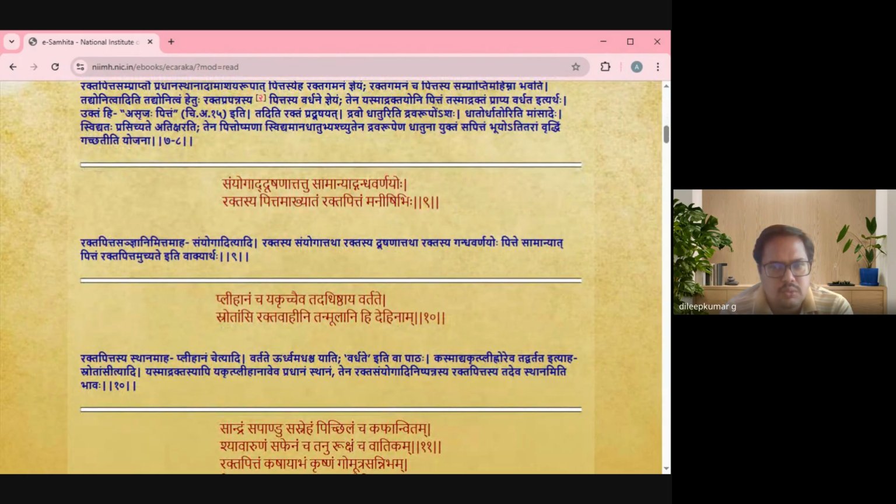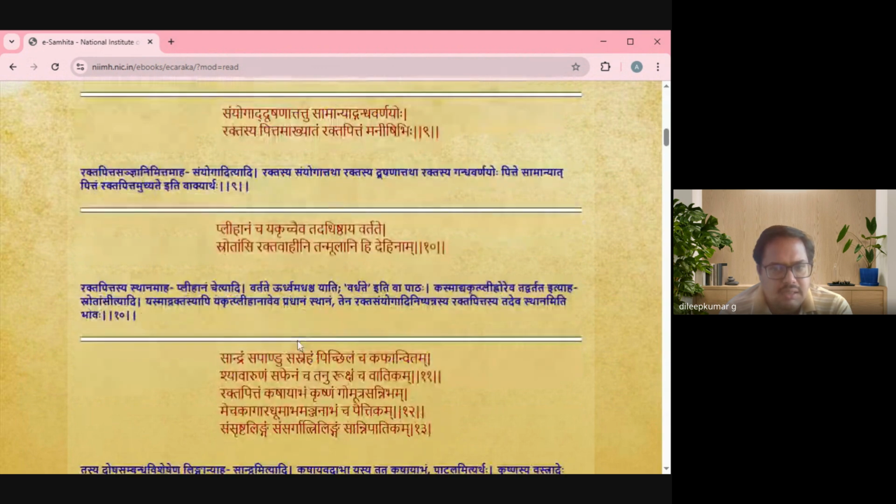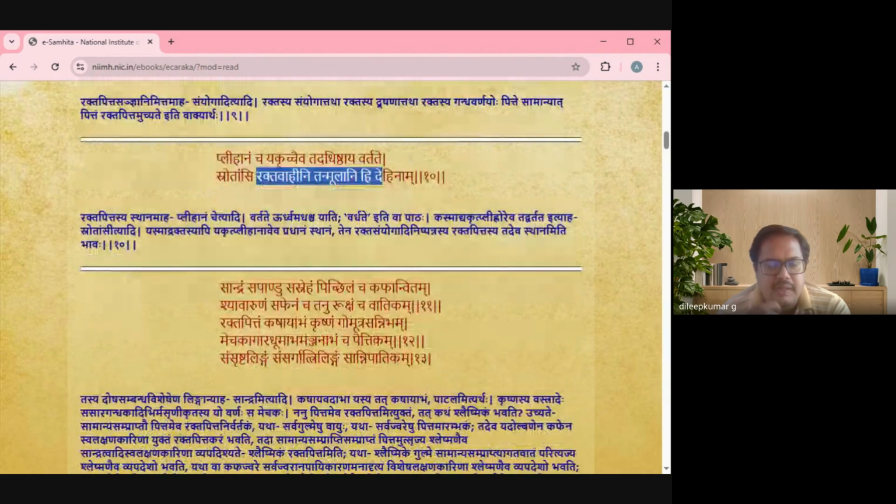Samyoga Dushana Tattu Samanya Gandhavarnayohu Raktasya Pittam Akyatam Raktapittam Manishivi. Pitta will acquire the characteristic features of Rakta, then it is called as Raktapitta. So mainly it occurs in Yakrut and Pliha, Plihanam cha Yakrut chaiva tadadhishtaya. And all the Raktavaha Srotas and its Mulas are involved in Raktapitta. Clotting factors, hemoglobulins, vitamin K, reticuloendothelial system. So all these are involved in Raktapitta.